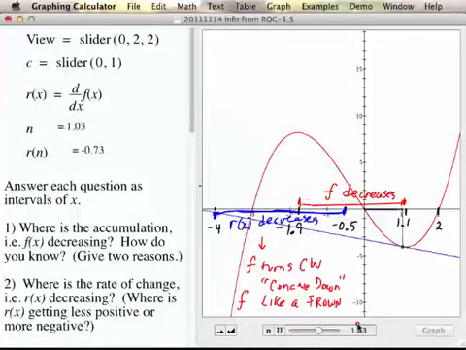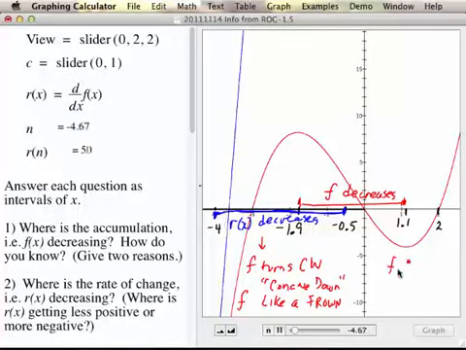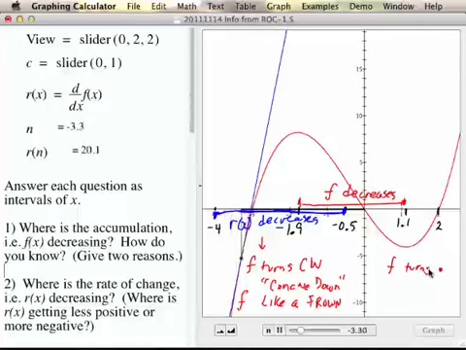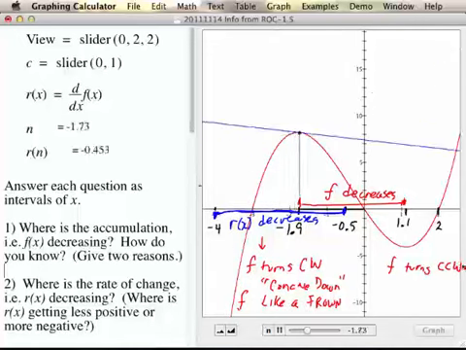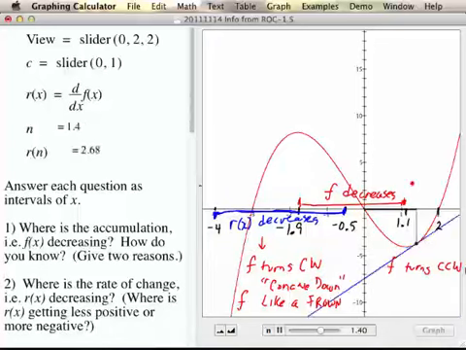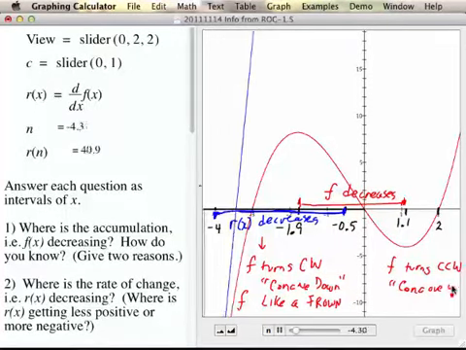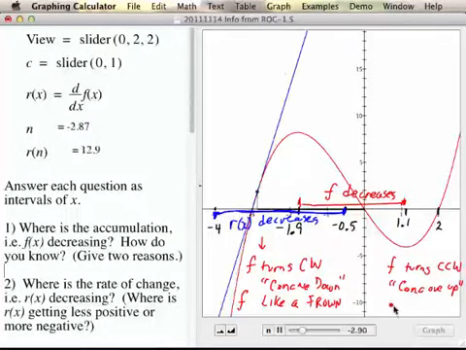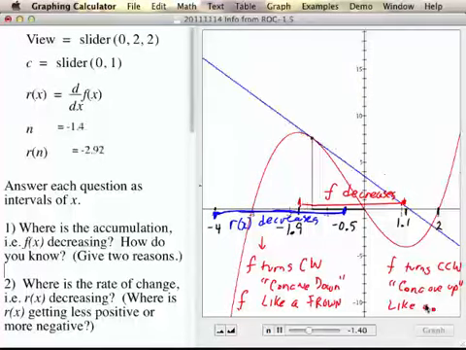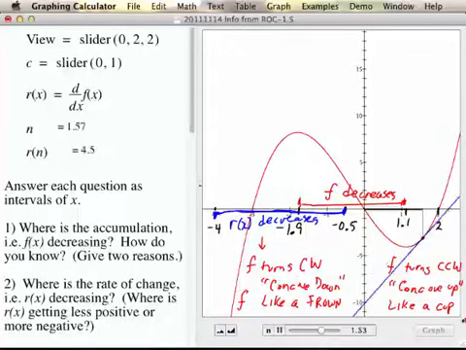And then what about over here? So then we have this other part, starting at -0.5 over here, f turns counterclockwise. Now it's turning back the other way. And the shape of the graph is concave up. Concave up, like a cup. Like a smile, but cup rhymes with up, so we like that, right?